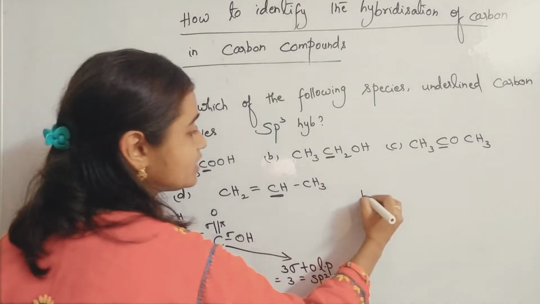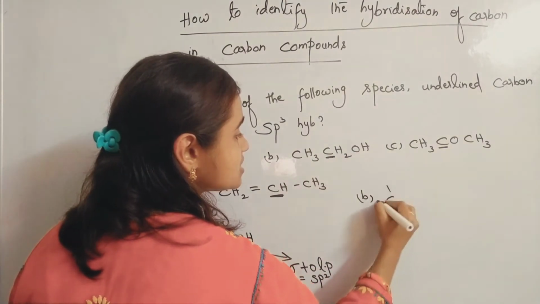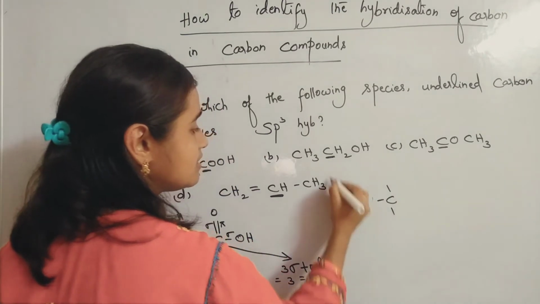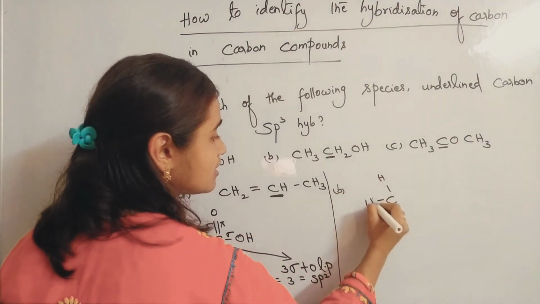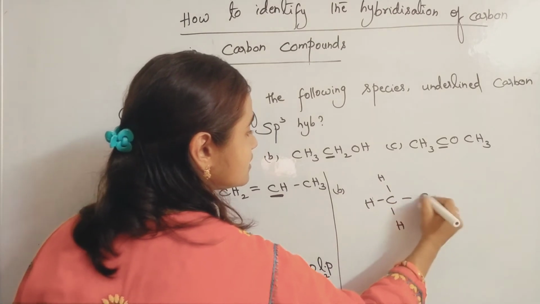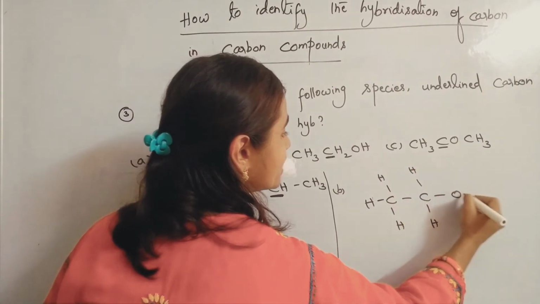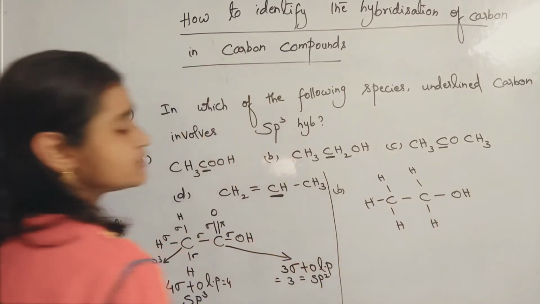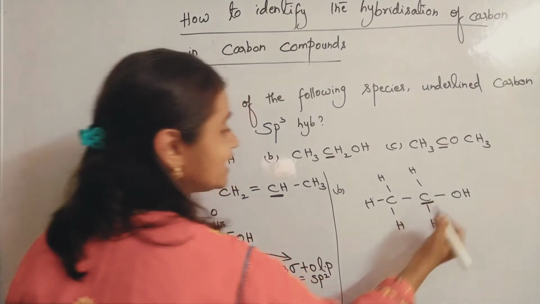Now coming to the second option, CH3CH2OH. Option B, please check: CH3, CH2, OH. So he is asking for the second carbon. This is the underlined carbon.